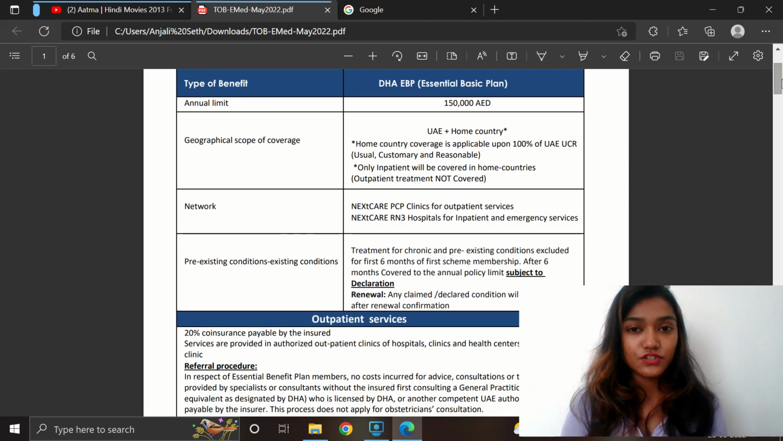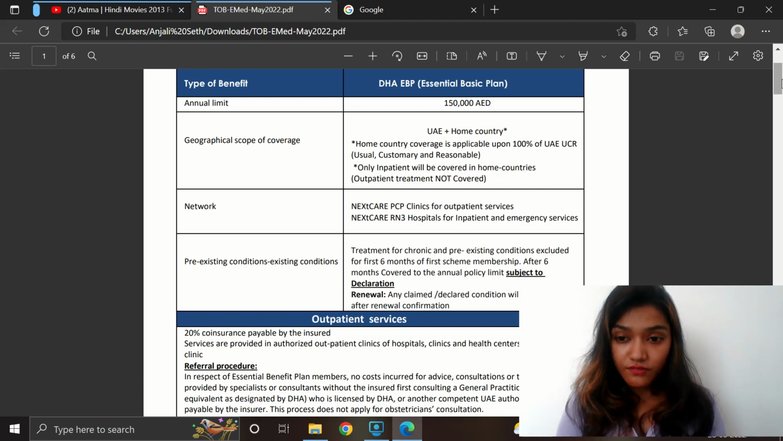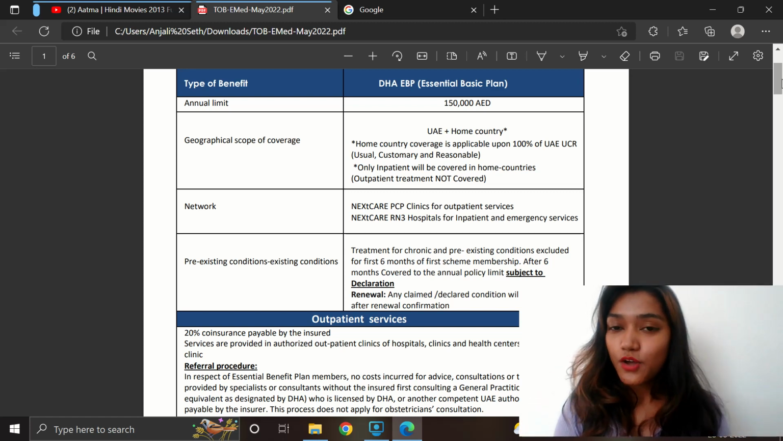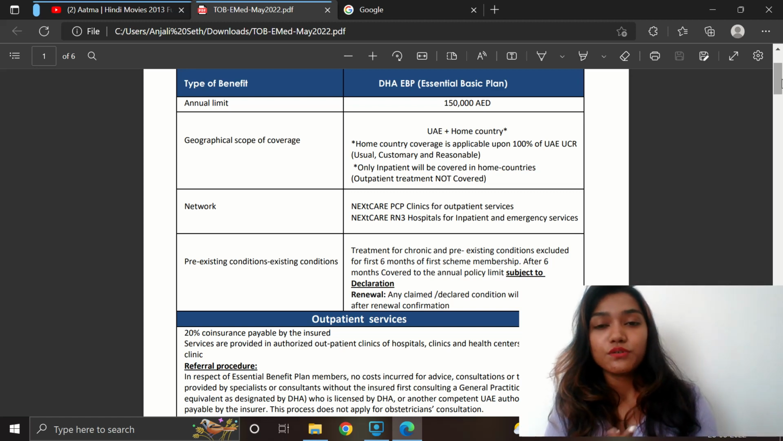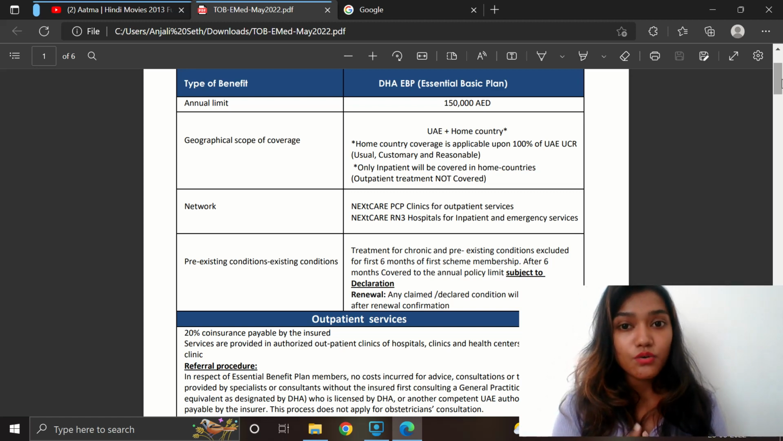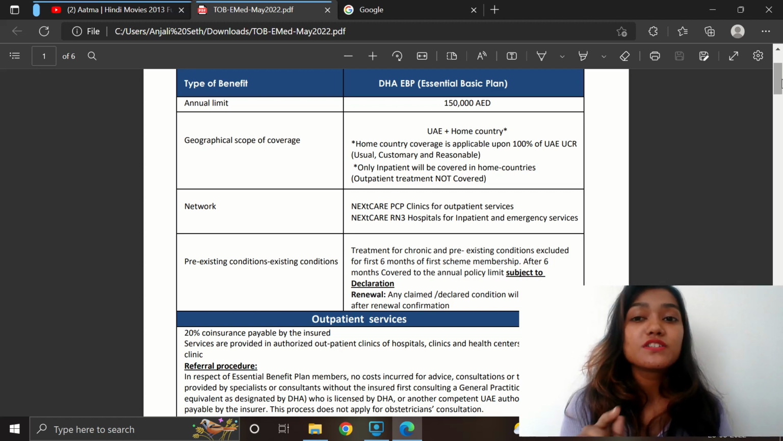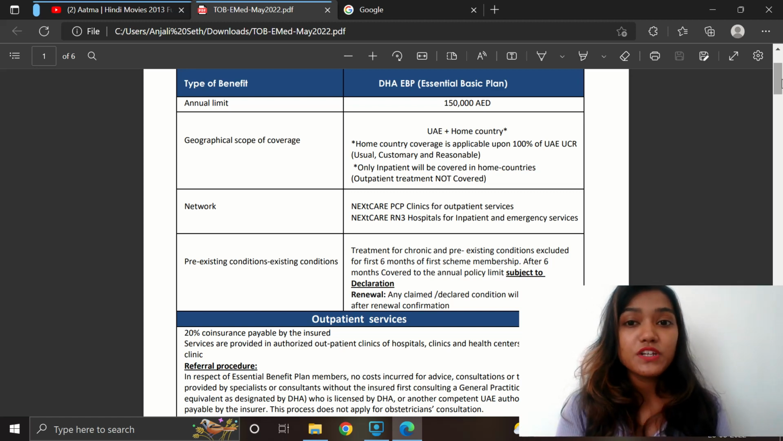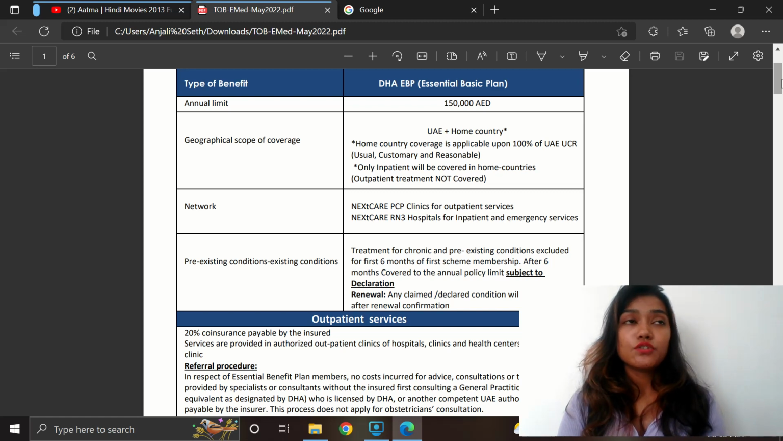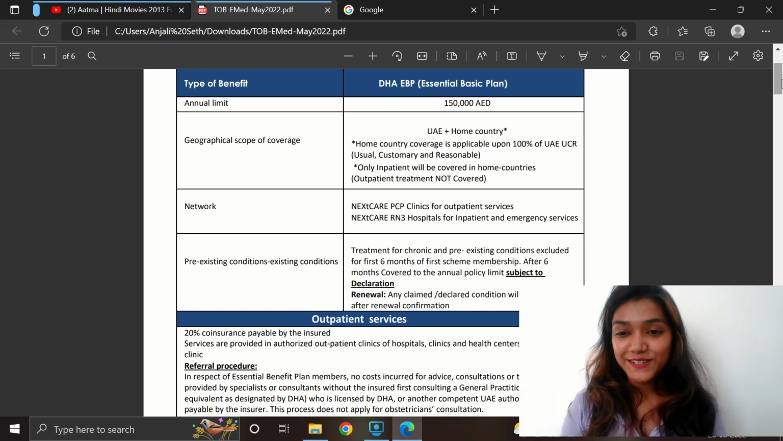Now we have this geographical scope of coverage, meaning what is going to be covered in this policy, what is the geography, right? So UAE will be covered, meaning you can have your medical bills cleared in the UAE, along with your home country, from wherever you come. That will be 100%. So home country coverage is applicable up to 100% of UAE UCR. Only inpatient will be covered, meaning if you go to your home country for any outpatient things, it won't be covered.